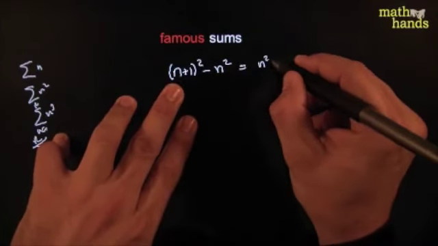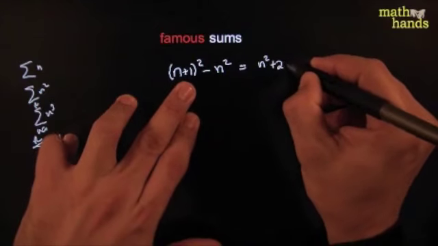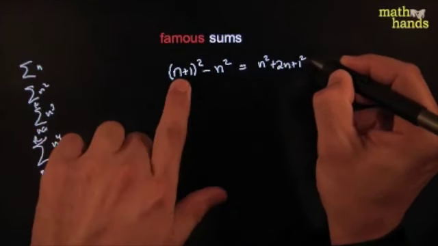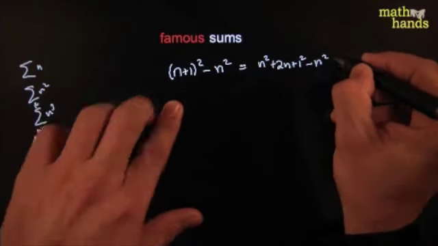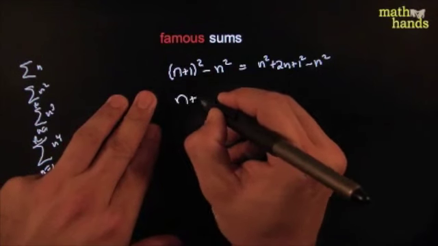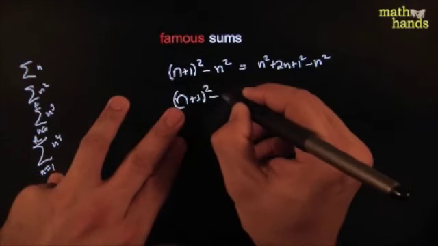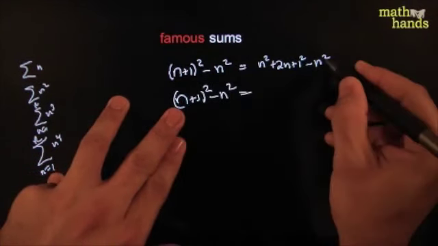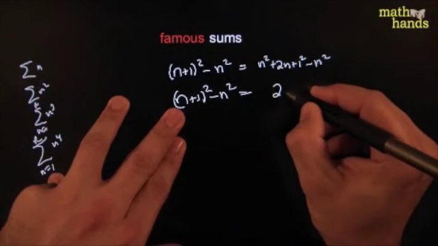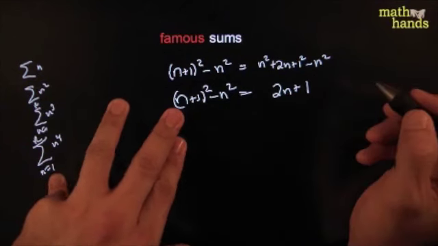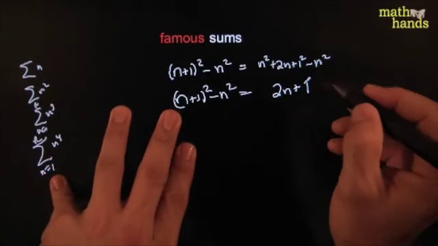This would be n squared plus 2 times n plus 1 squared. I'm foiling on this one, minus n squared. That would give you a total of n plus 1 squared minus n squared is equal to, the n squared cancels, and that gives you a total of 2n plus 1. I did 1 squared is 1.